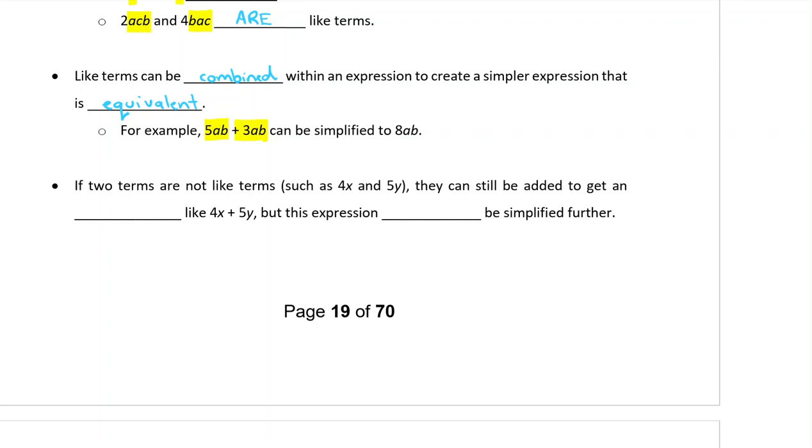So all we have to do to combine them is add the numbers that are out the front. 5 plus 3 makes an 8ab. And then we're going to be practicing a lot of that.